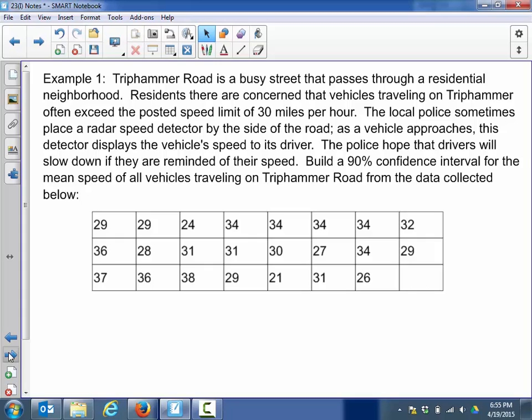Okay, so Trip Hammer Road is a busy street that passes through a residential neighborhood. Residents there are concerned that vehicles traveling on Trip Hammer often exceed the speed limit of 30 miles an hour. The local police sometimes places a radar speed detector by the side of the road, and as a vehicle approaches, this detector displays the vehicle's speed to its driver. The police hope that drivers will slow down if they are reminded of their speed. We want to build a 90% confidence interval for the mean speed of all vehicles traveling on Trip Hammer from the data collected below.